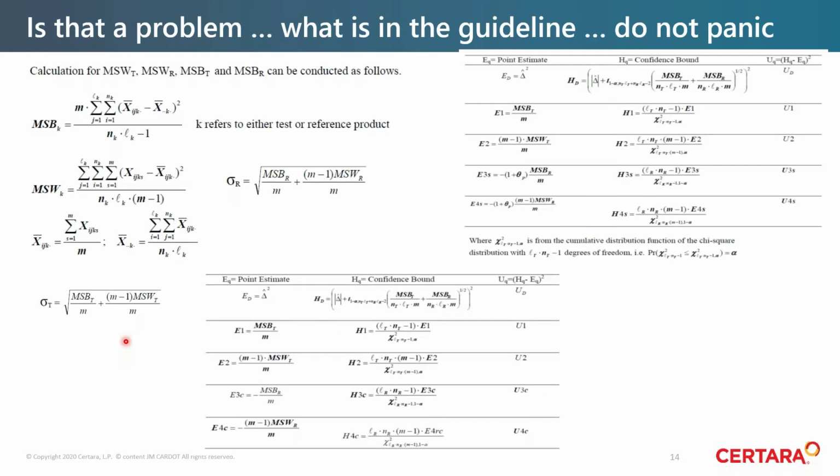Is that a problem when you see the guideline? A little bit, because you can be panicked. You can see that the MSB and MSW are sums of values and differences and squared differences. Then you have the square root of this mean square. Then you have a lot of other things that you have to calculate using chi-square distribution or T distribution. But do not panic. At the end, it's not so complicated to calculate everything.